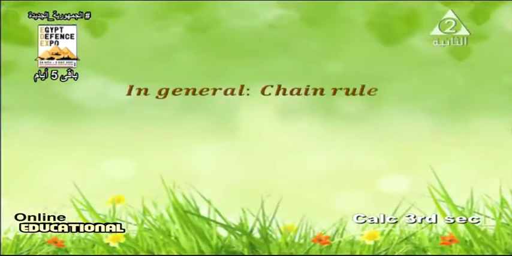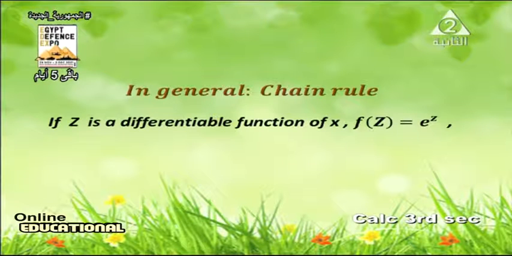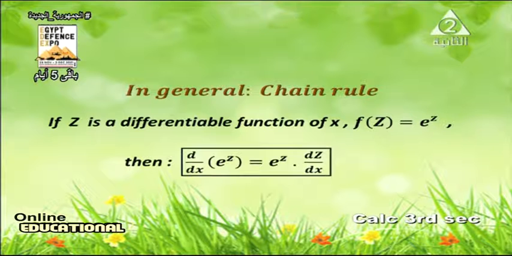In general, chain rule: if z is a differentiable function of x and f of z equals e to the power z, then the derivative of e to the power z with respect to x equals e to the power z multiply dz dx by using chain rule.